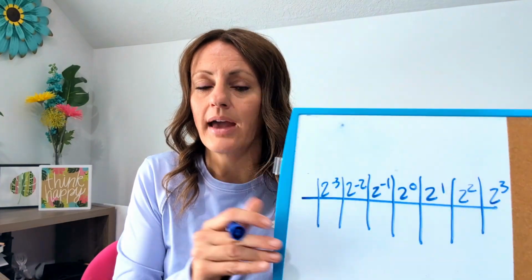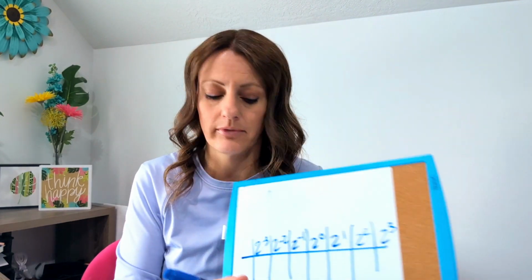Let me show you how I do negatives. You're going to need to give them a table. All right, let me show you how I do this with negatives. So this will show them negative exponents and the 0 power. I started with a table, right? And we're going to look for a pattern with this.